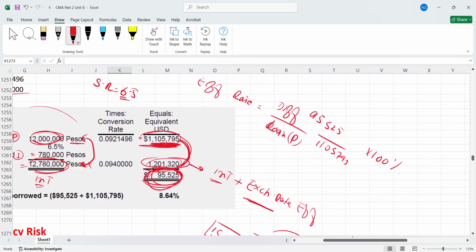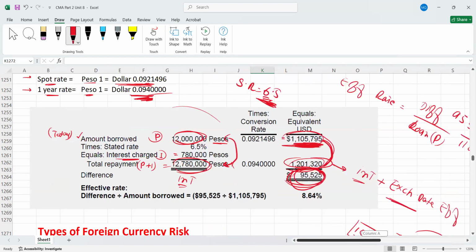If you just divide, you will get 8.64%. See, the stated rate looks like 6.5%, but it is in pesos. But when you convert into dollars by applying the conversion, you get the effective rate of 8.64%. So as I told you, the effective rate could be more or less. It depends on which currency is going to be weaker or which currency is going to be stronger in the future.